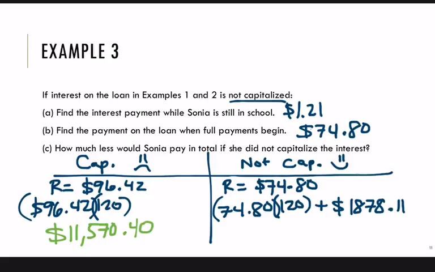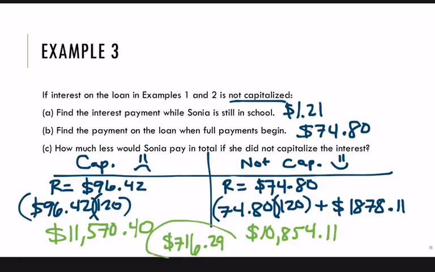Okay. In the not capitalizing situation, when you multiply and then add in the interest, she pays a total of $10,854.11. Okay, so how much less does she pay in total? We just want to subtract these two to find the difference. And ultimately she pays $716.29 less, okay, by not capitalizing the interest.